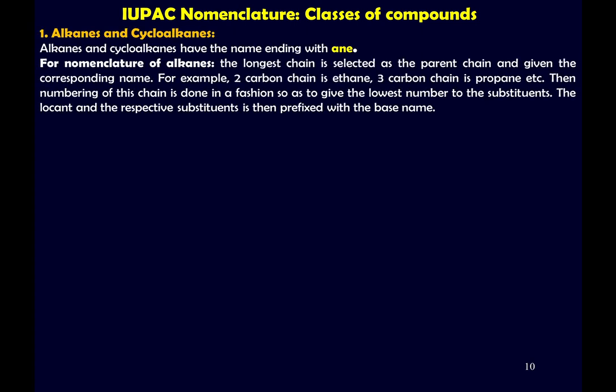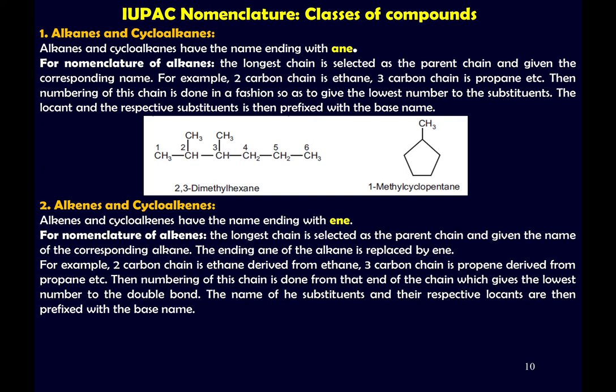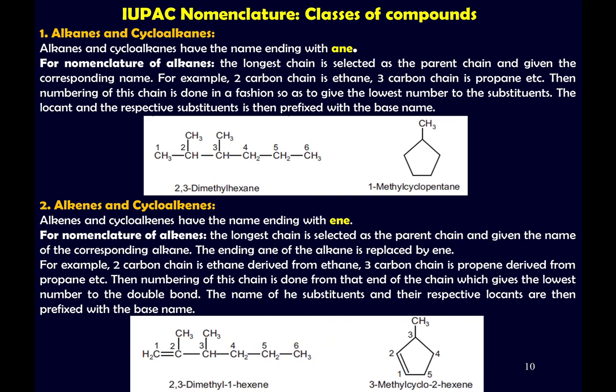Now we will deal very fast with various classes of organic compounds and their general IUPAC nomenclature, and then we will summarize it. Let us say the first class, alkanes and cycloalkanes, and the names should always end with ane. Here are certain examples: 2,3-dimethylhexane, cyclopentane. Alkenes and cycloalkenes will end with ene. So you have 2,3-dimethyl-1-hexene, 3-methylcyclo-2-hexene.